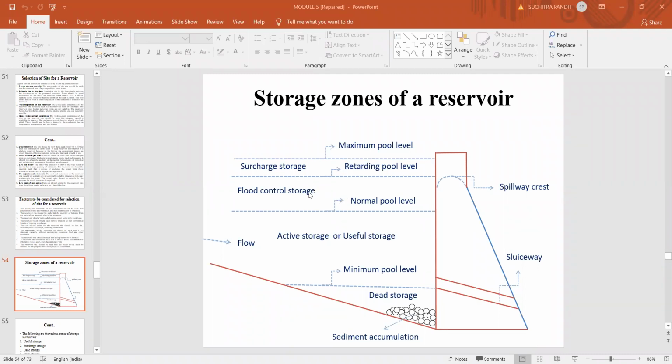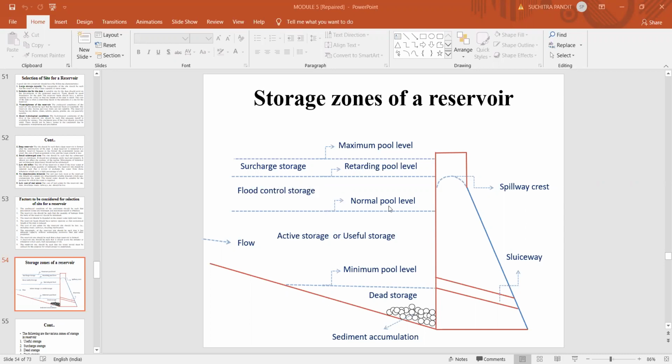Now the portion of water between the retarding pool level, or minimum pool level, and the normal pool level is reserved for flood control storage in case of any excess flood. This portion is also not utilized. This portion is left for flood control storage.